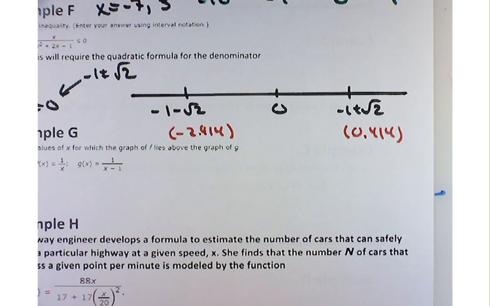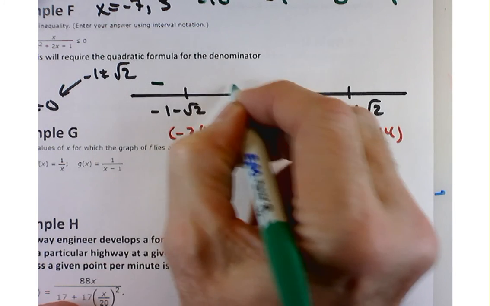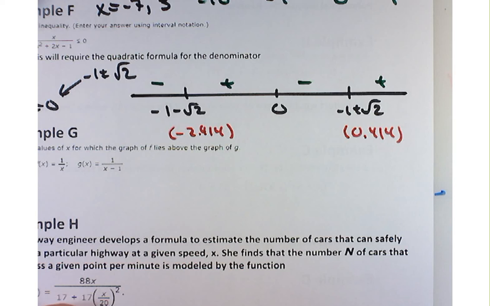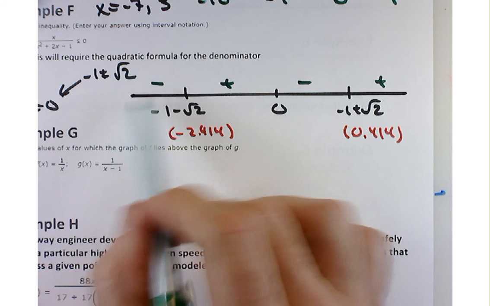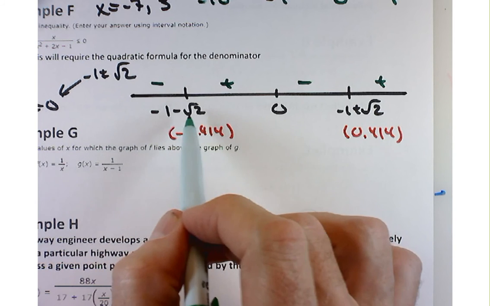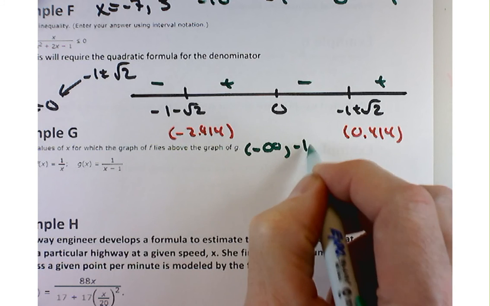Now I'm going to violate my own rules. I'm not going to write down all the intervals because I want to finish with this one and do the last two. And I'm also going to help out a little bit. Pretty sure these are going to test out negative, positive, negative, positive. So we'll see if we can't just write down the answers. In the interval to the left of negative 1 minus the square root of 2, this is going to be negative infinity to negative 1 minus the square root of 2.